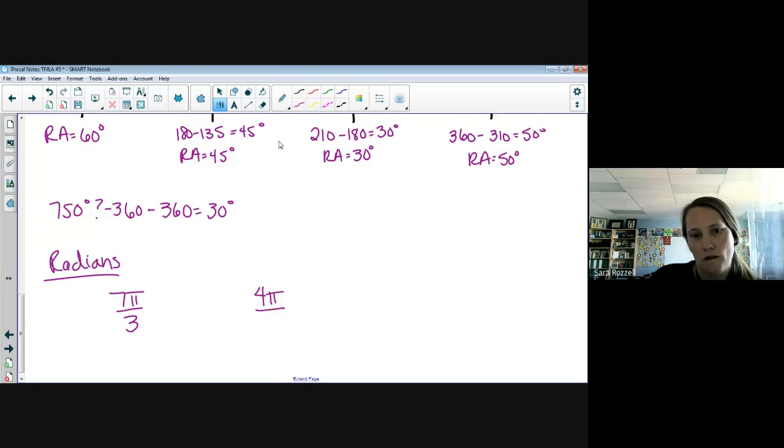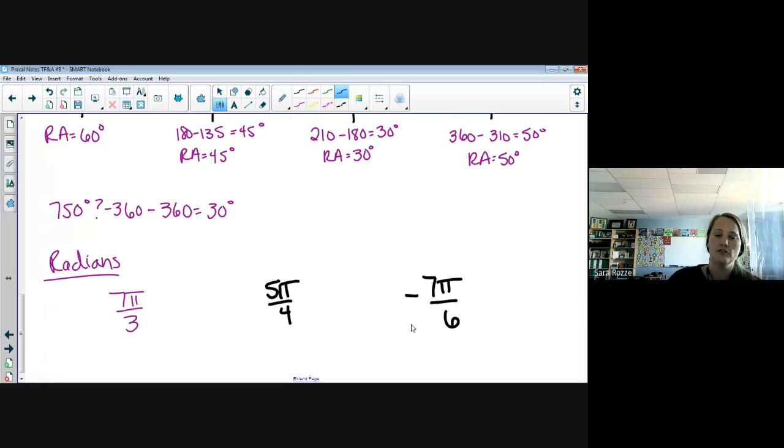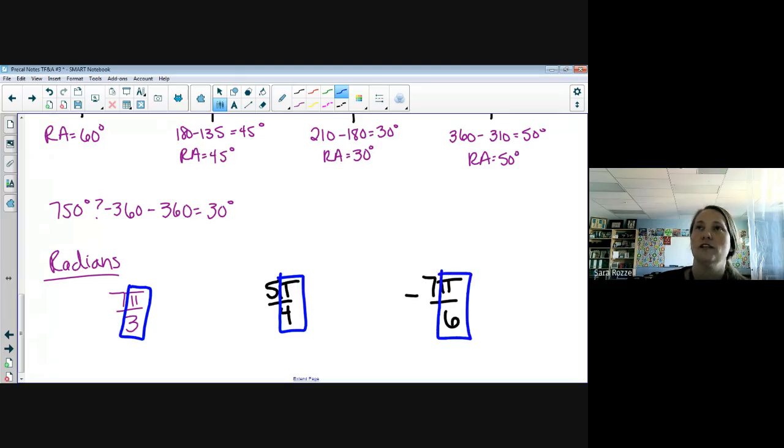So if I had 7 pi over 3, or 5 pi over 4, or if I had negative 7 pi over 6, and someone said, tell me the reference angle for these, you could switch them into degrees and figure it out that way. But if you got just pi over 3, pi over 4, pi over 6, because of the way they work out, this is our reference angle. Pi over 3 for that one. Pi over 4 for this one. Pi over 6 for this one.